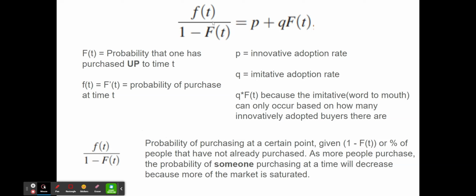And this left side is basically the probability of purchasing at a certain point given 1 minus F of t, or the percentage of people that have not purchased. As more people purchase, the likelihood of someone purchasing at this time will decrease because more of the market is saturated. If originally 100% of the market has not bought it, then someone is more likely to buy it. But if, say, 50% of the market has already bought this item, there's a 50% chance that a random person would already have it. So the likelihood of a purchase happening at this given point will decrease, and this 1 minus F of t accounts for that.